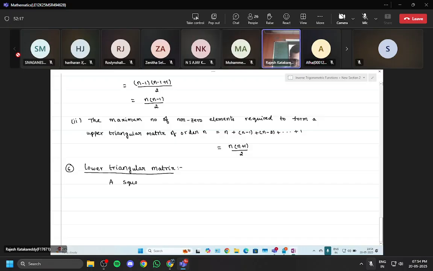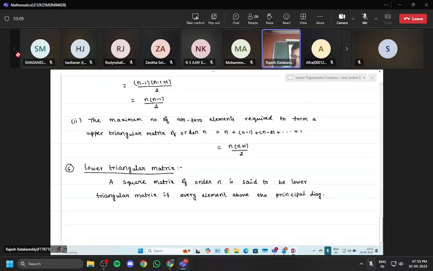A square matrix of order n is said to be lower triangular matrix if every element above the principal diagonal is equal to 0.